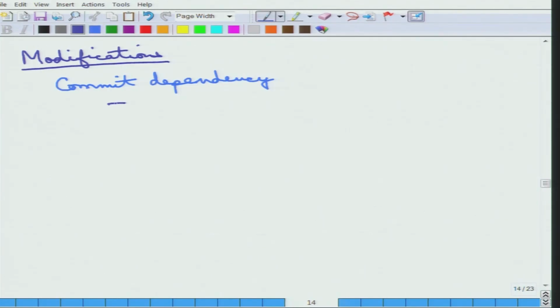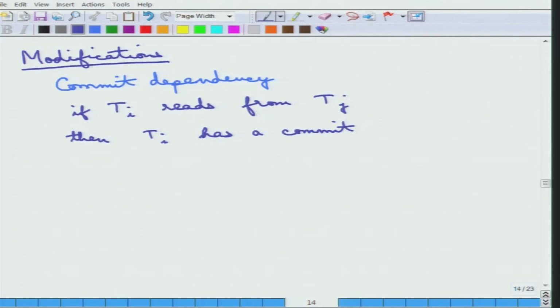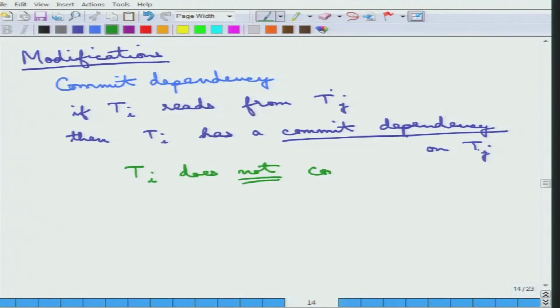It is the following: if Ti reads from Tj, then Ti has a commit dependency on Tj. That means Tj has written a value which Ti reads, so Ti cannot commit unless Tj commits. Its commit depends on whether Tj has committed or not. That is called the commit dependency. This is to ensure that Ti does not commit before Tj does. Unless Tj commits, it cannot do so. That ensures the transaction is recoverable.